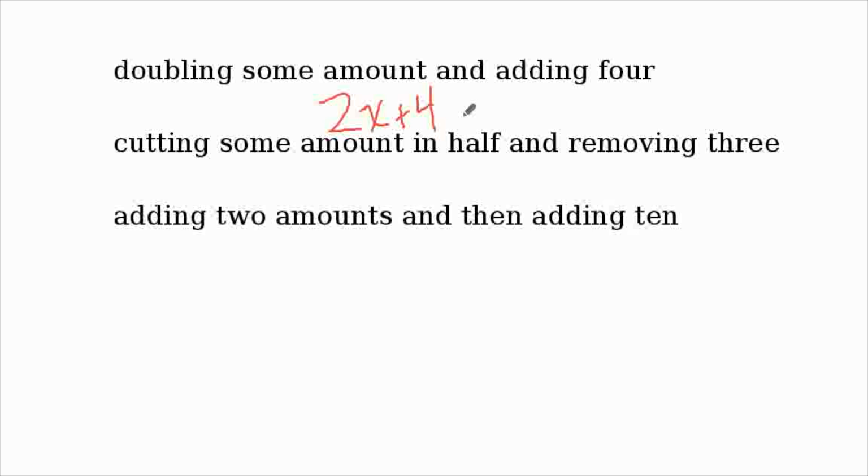Cutting some amount in half and removing 3. Just for variety, I'll use a different letter. So let's take the letter y, the quantity represented by y, divided by 2, and then minus 3 represents removing 3. Last one, adding two amounts, and then adding another 10. This time we have two unknowns. So how about a plus b, and then adding 10 would be plus 10.